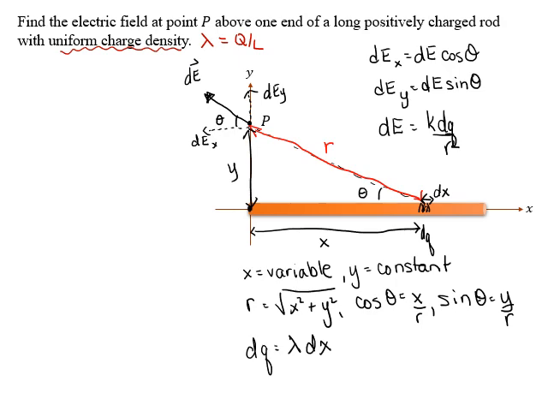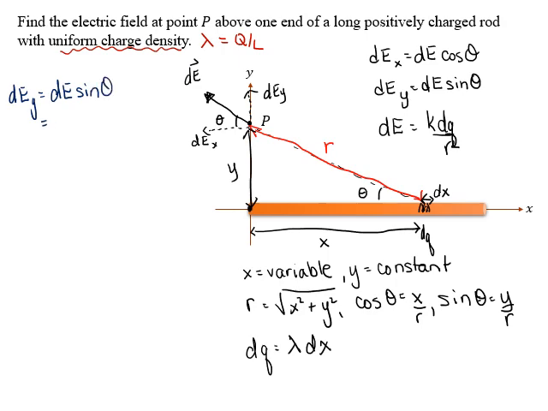Okay, we've got everything identified now. We're ready to put all of our terms together. So we've got r, we've got cosine and sine theta, and we've got dq. We'd like to figure out our x and y components. Why don't we get started with the y component? So let's write down what dEy is. dEy equals dE times sine theta.